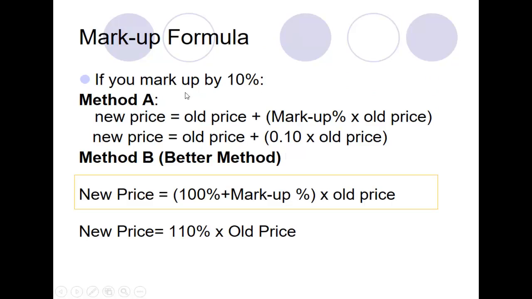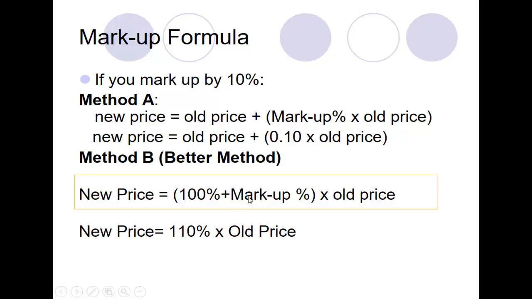Now, sometimes people have a way of doing this. For example, if you wanted to mark something up by 10%, in your head you might have a little method of doing that. A lot of people have the new price will be the old price plus 10% of the old price. So for example, if it was 100, you might think, well, 10% of 100 is 10, so I'll say 10 plus 100. That's a method that a lot of people use in their heads.